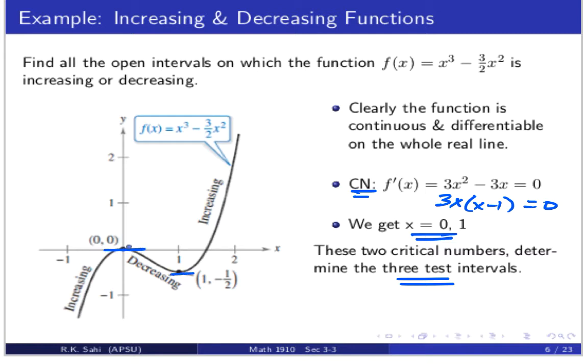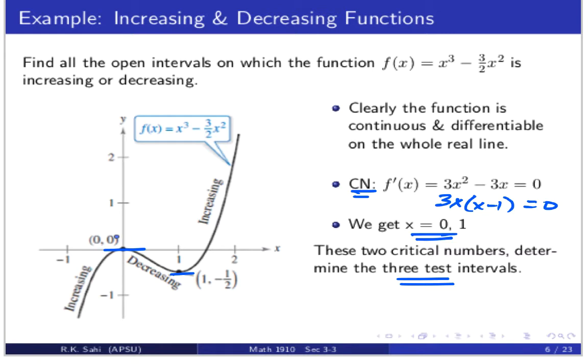So this is kind of a hill, this is a valley. So it has a hill and a valley. And that's a maximum in that small interval, and in a small interval around 1, it is a minimum. Now we will use this, as I said, the critical numbers to find the test intervals.